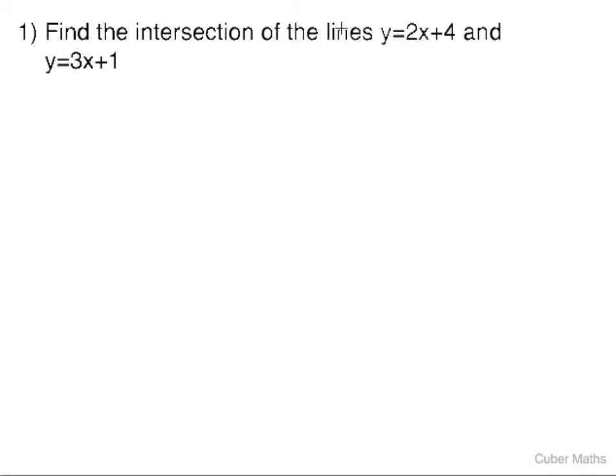So here we have our first problem. It says find the intersection of the lines y equals 2x plus 4 and y equals 3x plus 1. Now as you can see, they're both in the form y equals. So that means they equal the same. So we can just put 2x plus 4 is equal to 3x plus 1 because both of the values there are y. Now what we need to do is rearrange.